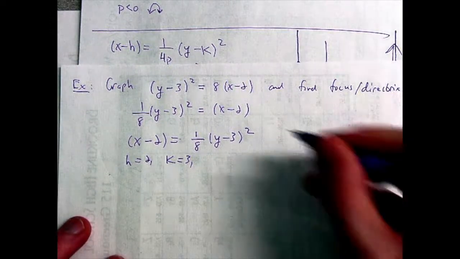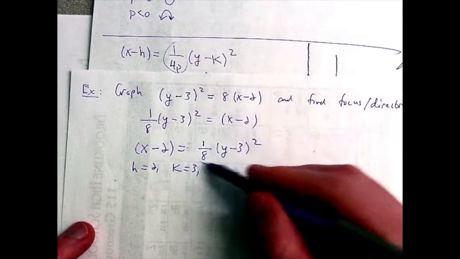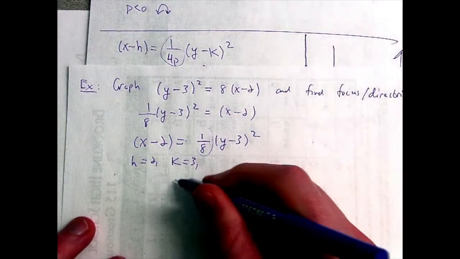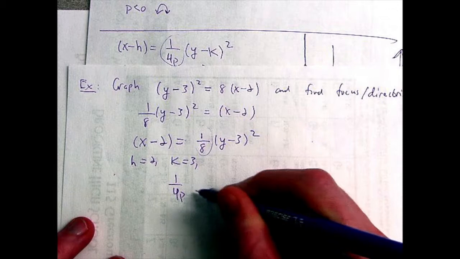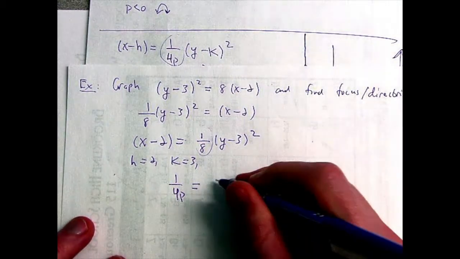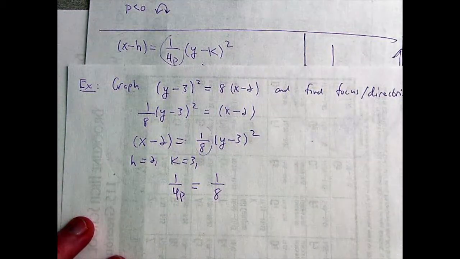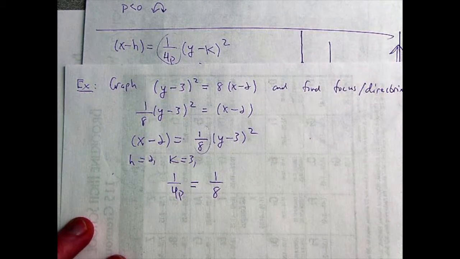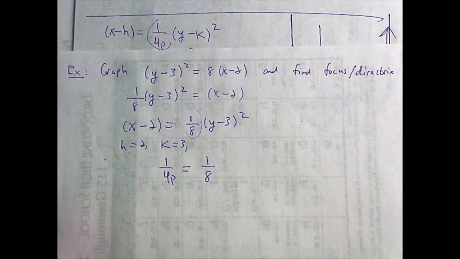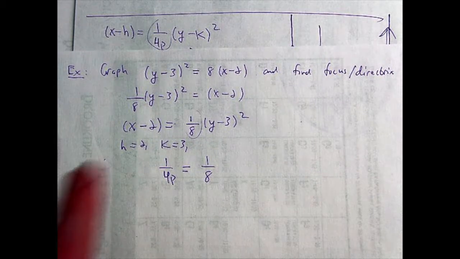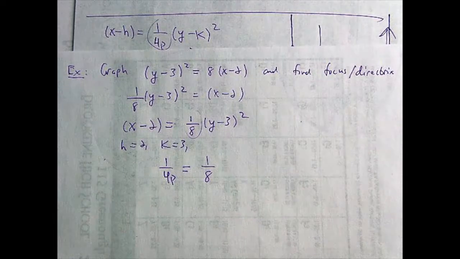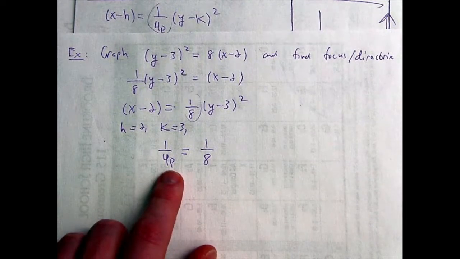If you know that this coefficient should be equal to this one, you just write that down as an equation. 1 over 4p is equal to 1 over 8. And you can solve this equation for p. Sometimes people sort of forget how to do that. The problem, of course, is that the p is in the denominator. One way of handling this, and there are many ways, cross multiplication or inverting both sides. One way of handling this is to clear denominators.